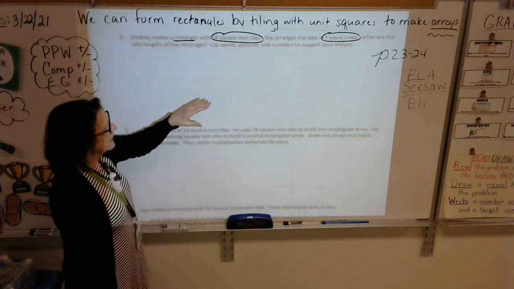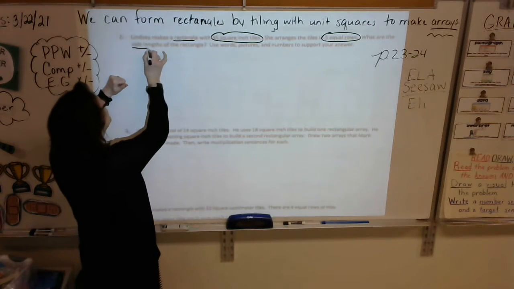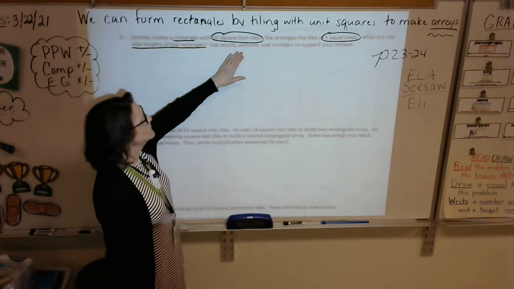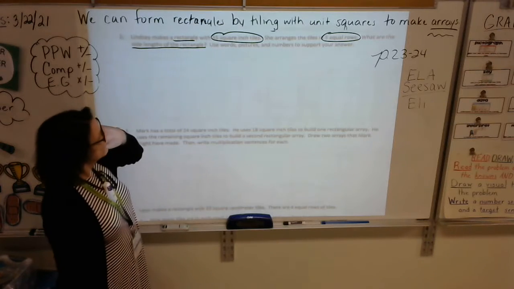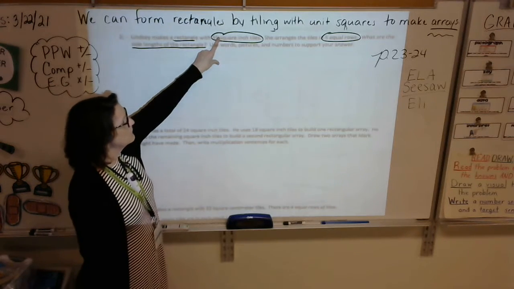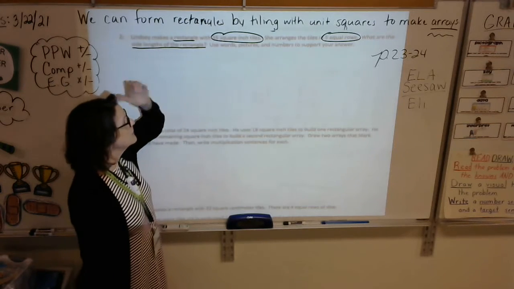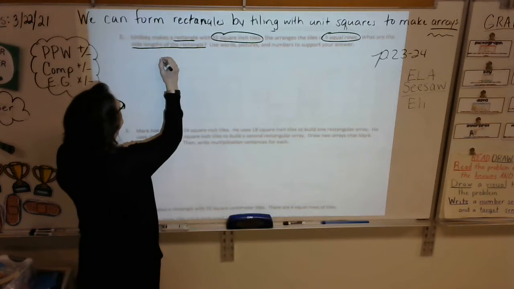The question they're asking, or my unknown, is what are the side lengths of the rectangle? It says use words, pictures, and numbers to support your answer. All right, so I know that I have a total of 35 square inch tiles, and I know I have 5 equal rows. I have to draw some kind of a picture. So if I have 5 equal rows, I'm going to start with that.